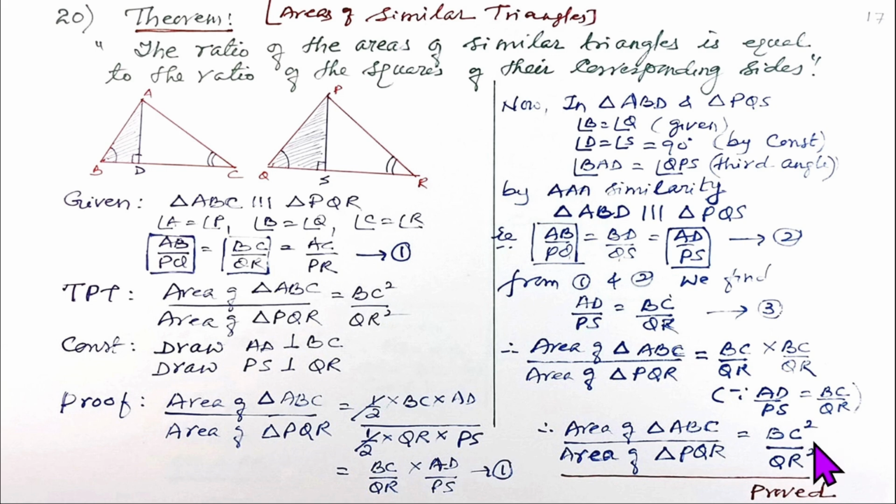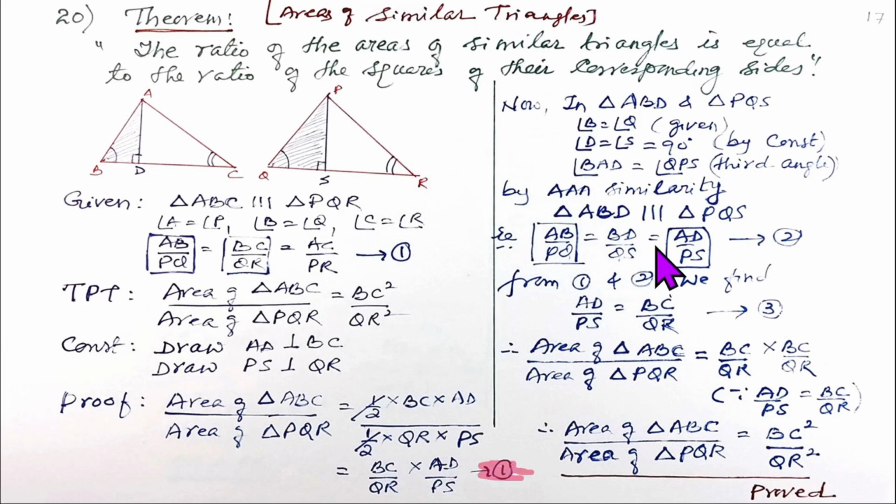And remember, we also can take the other two ratios. It can be AC square upon PR square and AB square upon PQ square also. So this is the proof of the areas of similar triangles theorem. Remember these theorems are very important as far as similarity of triangles is concerned, and they have their own applications in calculations. Okay, thank you.